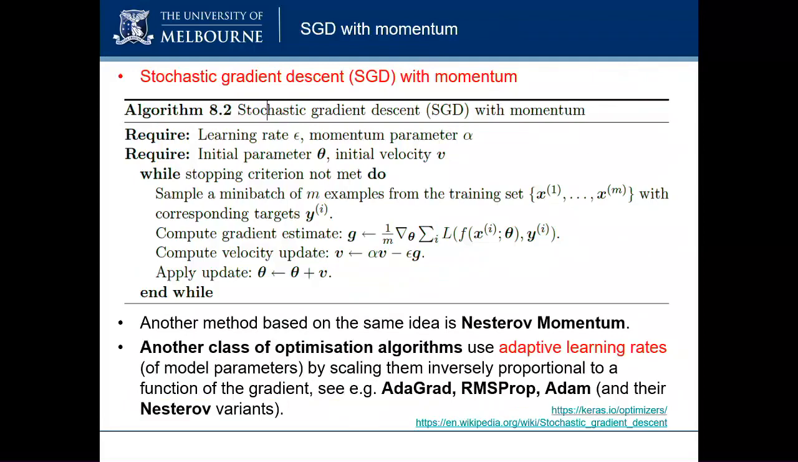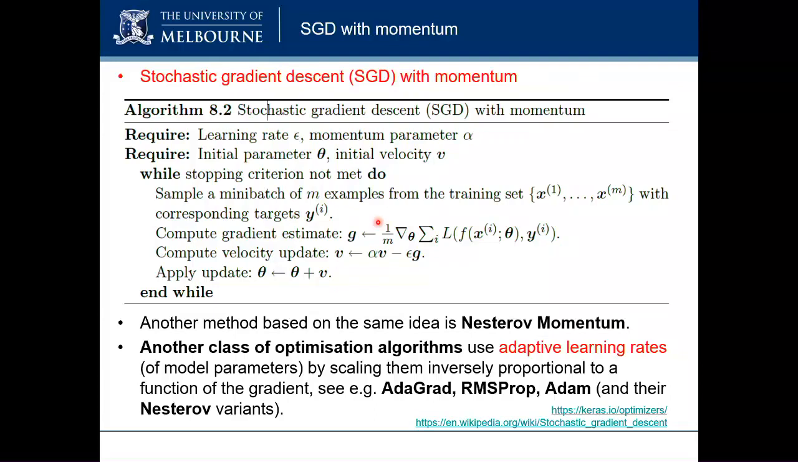They call it velocity for some reason. The velocity is what was happening before, keeping the state of the direction and updating it with the most current update in a kind of mixture sense. And then you go in the direction of this velocity. So that's the SGD with momentum.